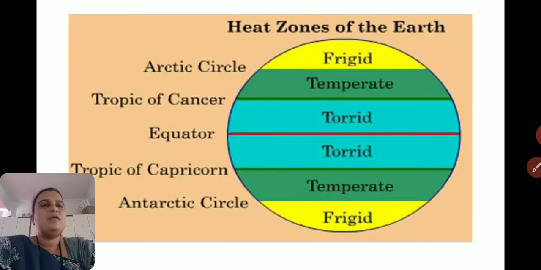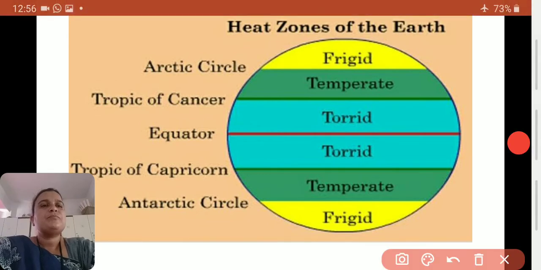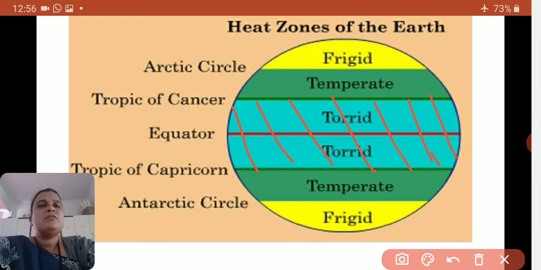Now you can see here the torrid zone. Here, this is the torrid zone where sunlight falls straight, and this zone receives very straight sunlight, and because of that there is a lot of heat here.